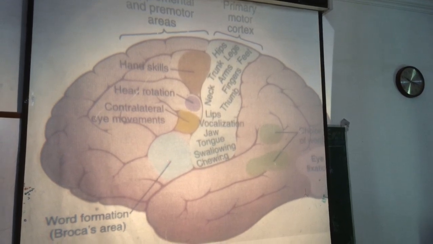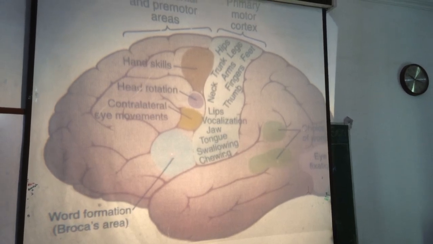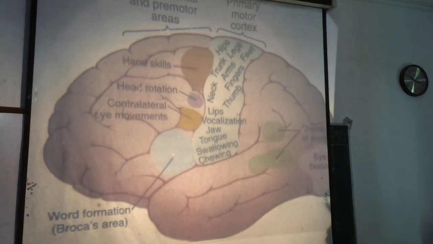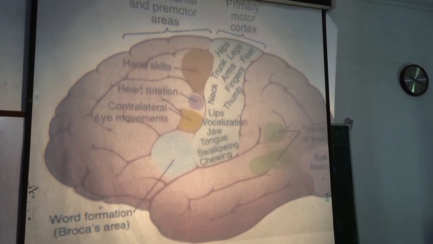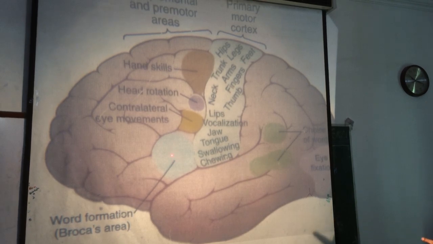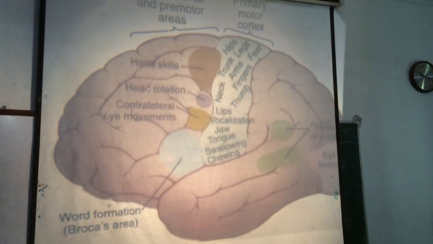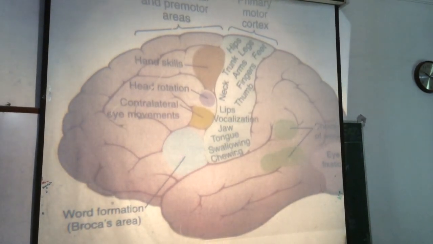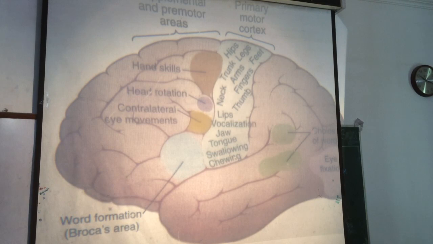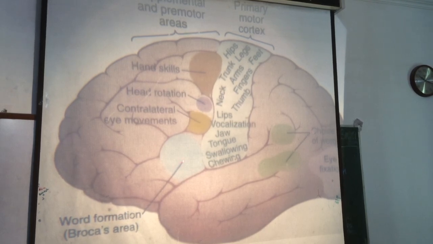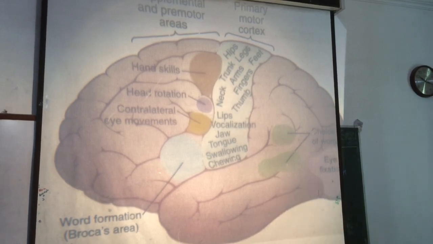This area receives signals from Wernicke's area through the arcuate fasciculus. You know Wernicke's area is the sensory speech area, and Broca's area is the motor speech area. So it receives impulses from Wernicke's area through the arcuate fasciculus, a bundle of nerve fibers.